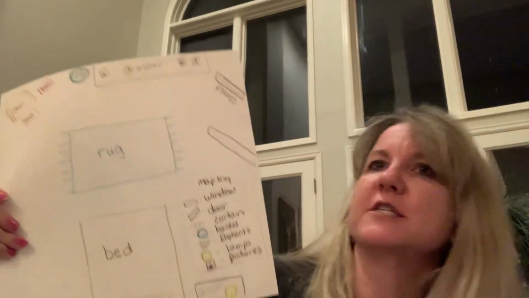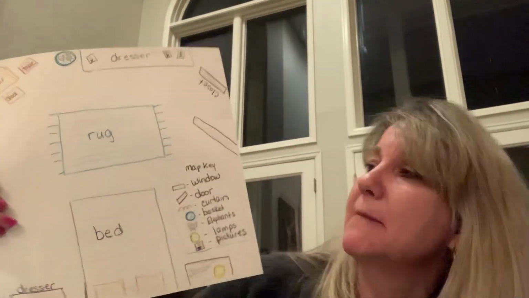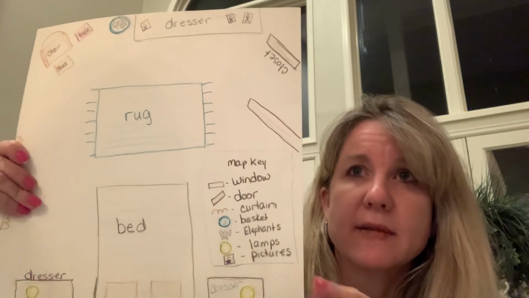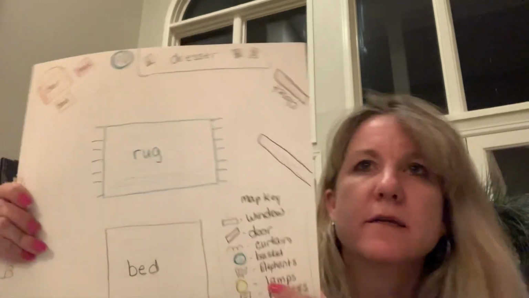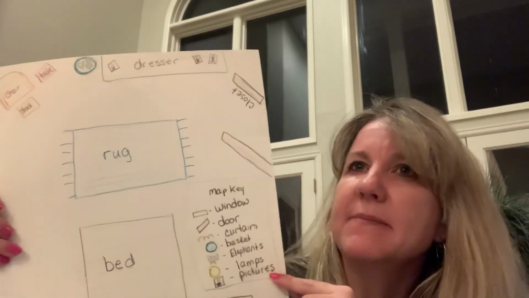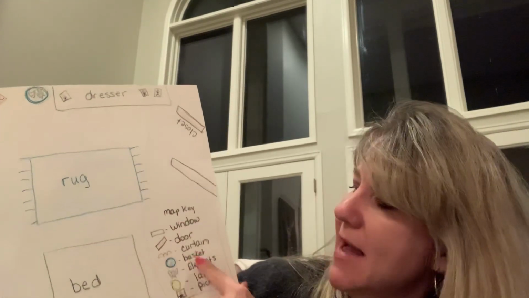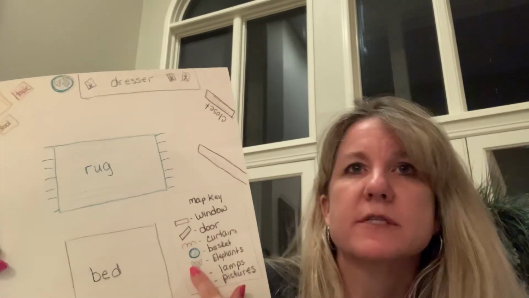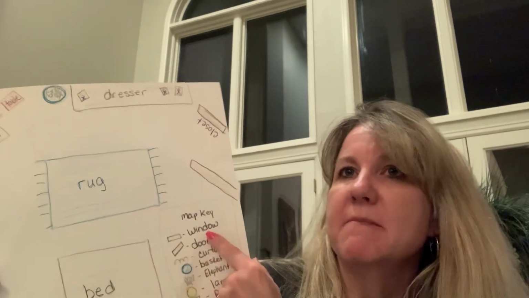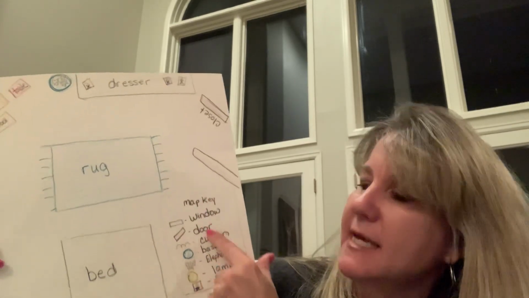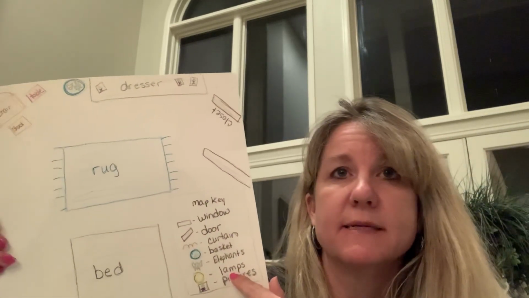First, I want you to see that I used a pencil to draw the shapes in my room. Then I went over it in colored pencil. In the beginning, we talked about a map key and symbols. So here is my map key and here are my symbols, okay? Remember, the symbol is the picture and the map key is the explanation, it explains it.